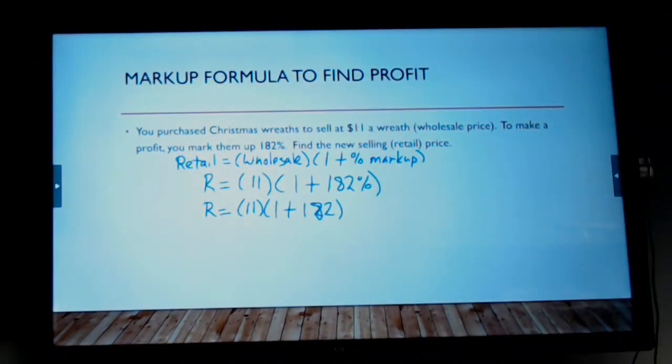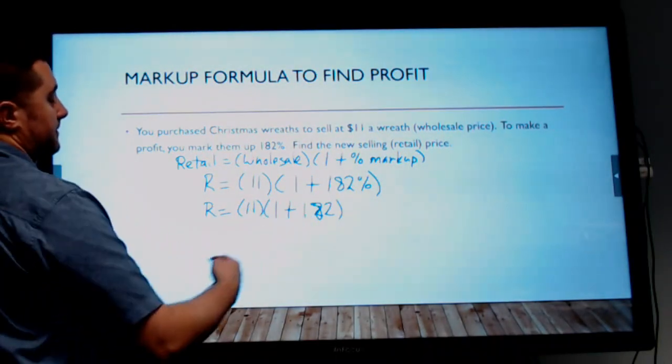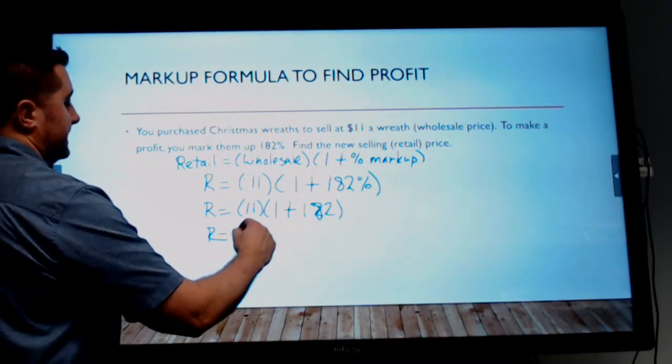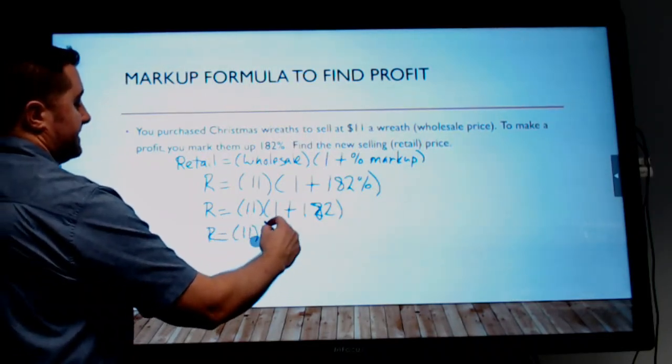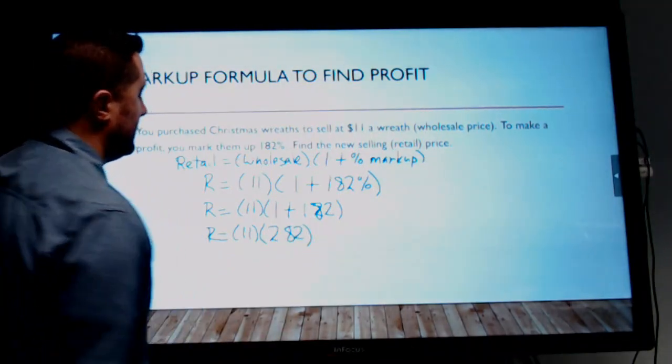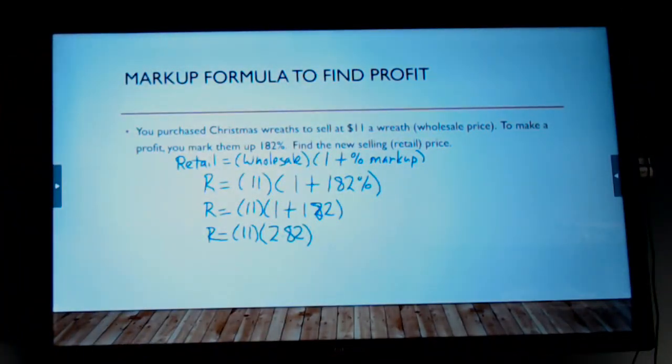The erasing on this is a 3-step process. Okay. So now you have 11 times 1 plus 1.82. So clean it up. You've got 11 times 2.82. Okay. So multiply 11 by the 2.82, and you'll have your new price.